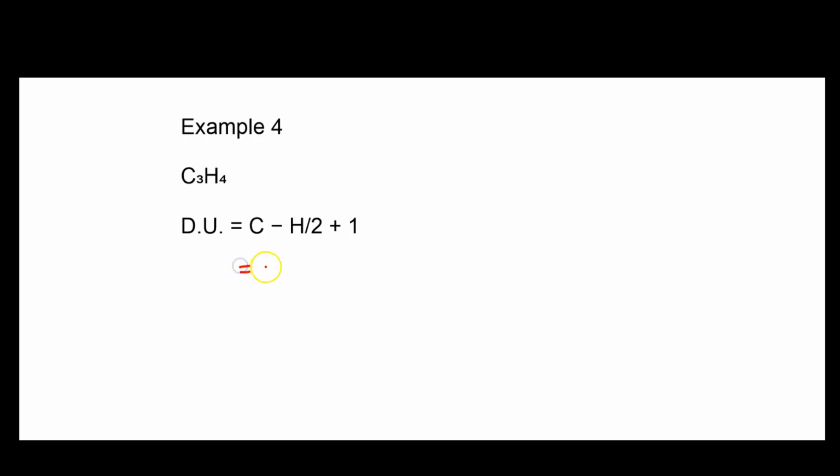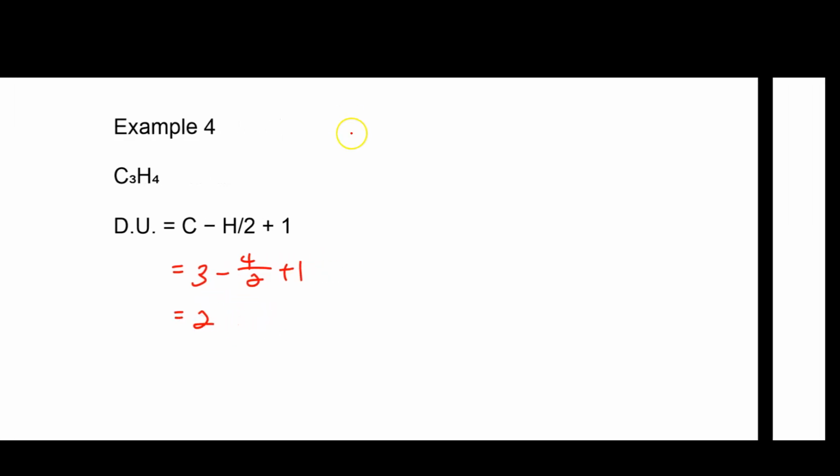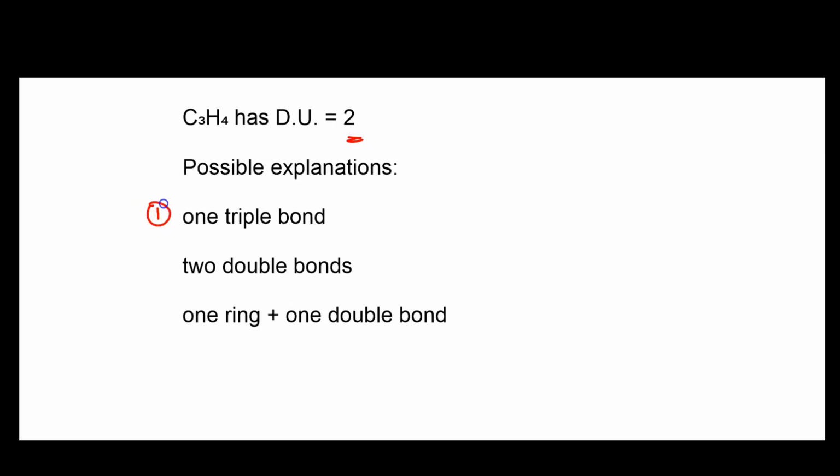For the next example, we have C₃H₄. DU equals 3 carbon minus 4 hydrogen over 2 plus 1. That gives 2. A DU of 2 could mean 1 triple bond, but it could also mean 2 double bonds or 1 ring plus 1 double bond. DU tells us the total number of rings and pi bonds, not the exact structure by itself. Therefore, DU equals 2 does not always mean triple bond.